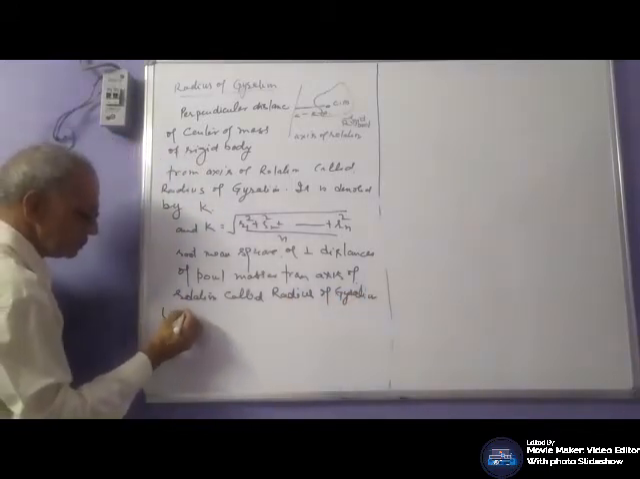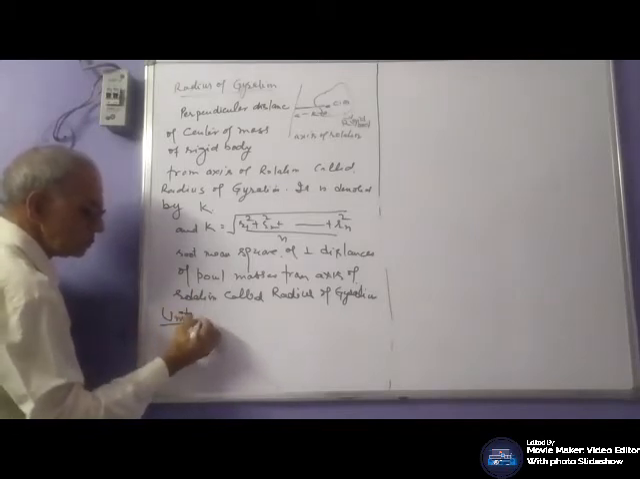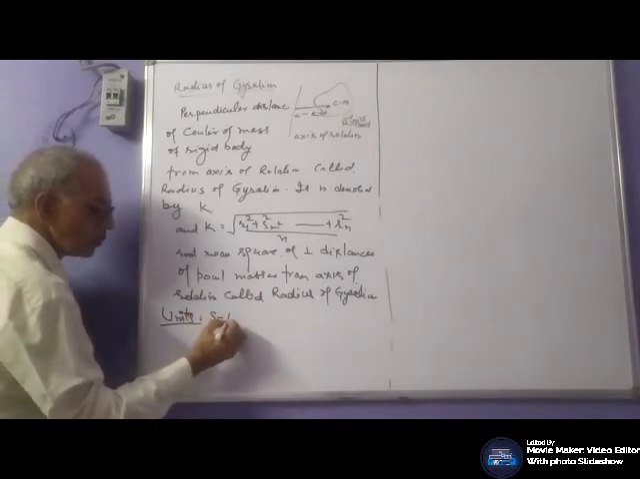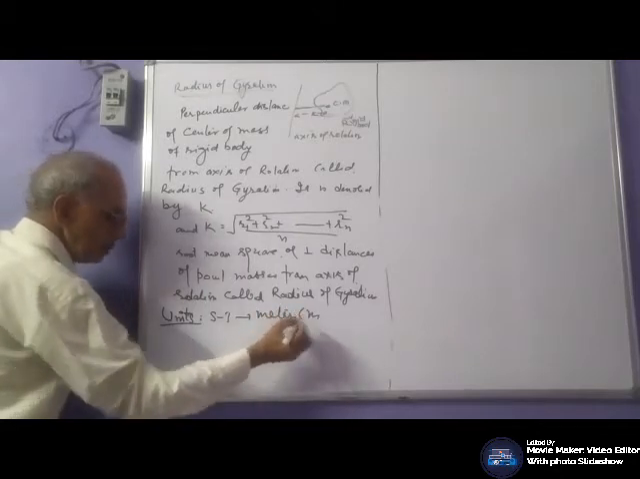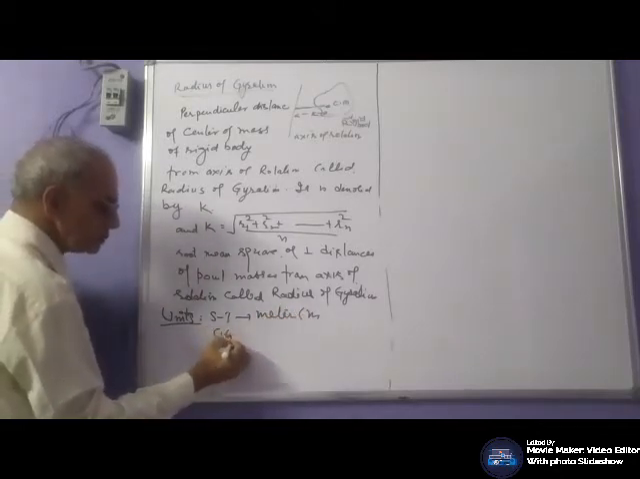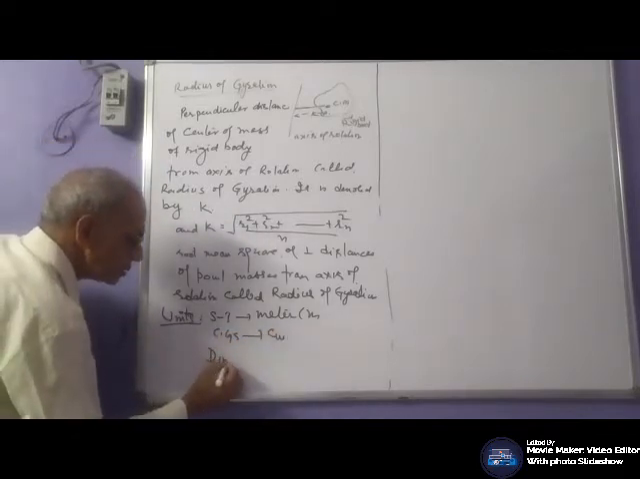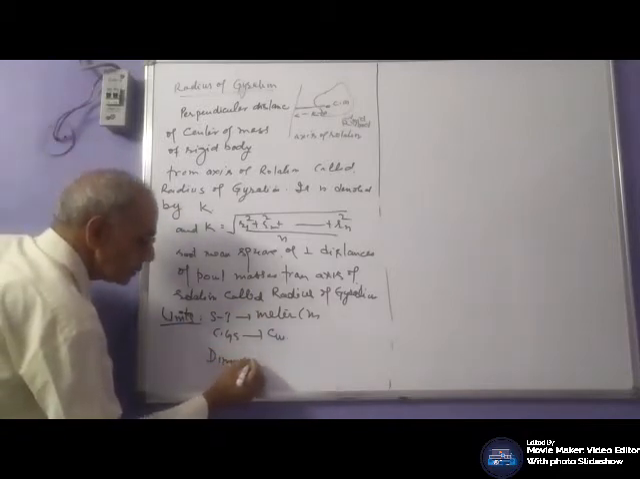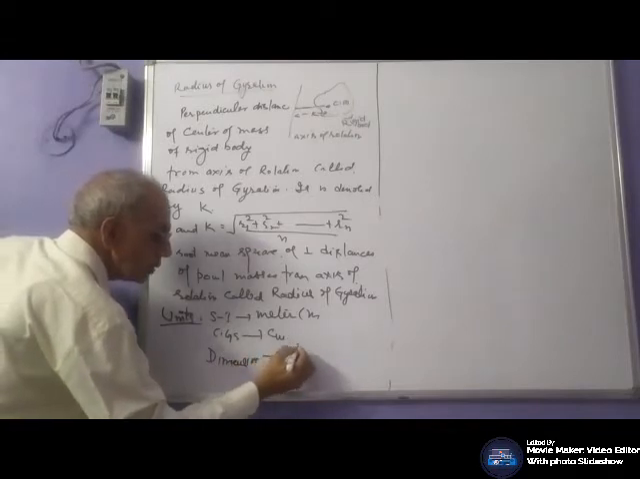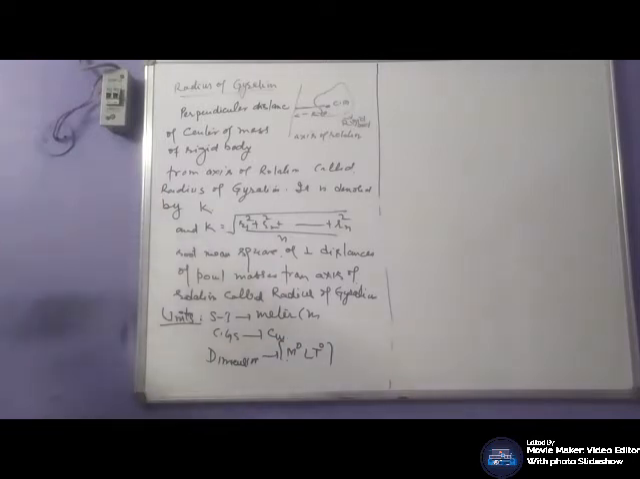Units: SI meter, CGS centimeter. Dimensions: it is simply a radius, so it is M0 L T0. This is the radius of gyration.